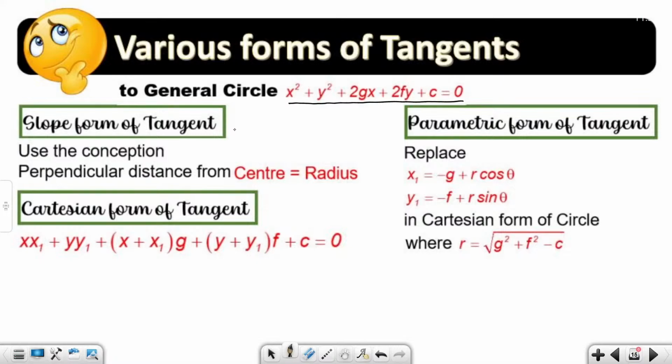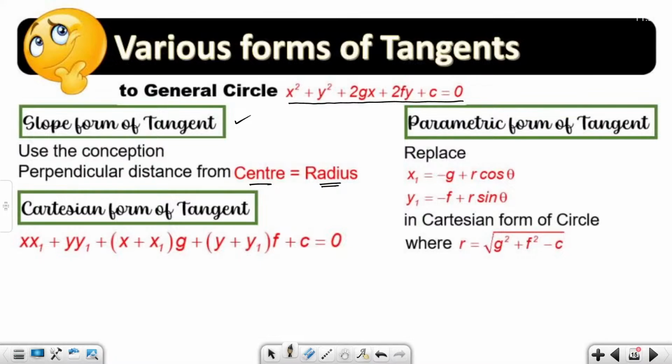So much of things you cannot remember. So to find the slope form of the tangent, always use the concept that the perpendicular distance drawn from the center on a tangent is always equal to its radius. Simply use this concept to get the slope form of the tangent. I will come with a question. I will take an example. Don't worry about it. But only remember that whenever it's a slope form of tangent and a general equation of the circle is given to us, even in the standard form, we will always use the concept that the perpendicular drawn from the center on the tangent is always equal to its radius.